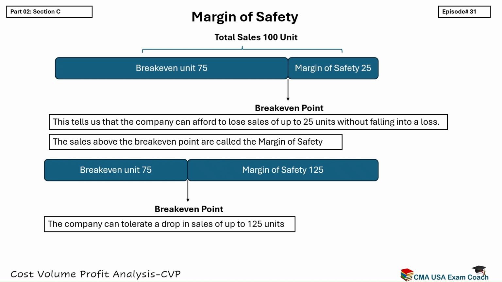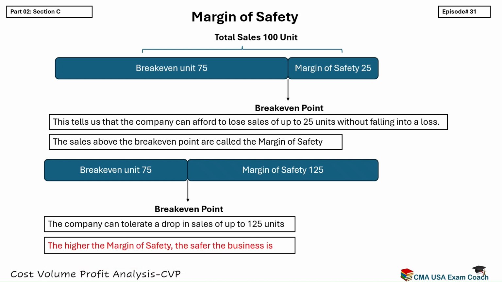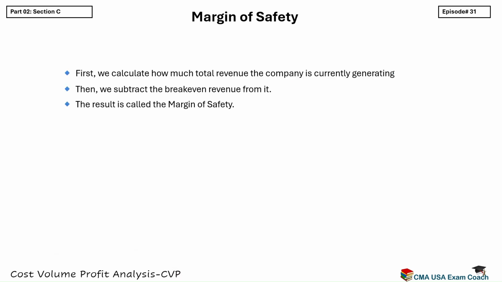So what's the key takeaway here? The higher the margin of safety, the safer the business is. A company with a high margin of safety has more room to absorb sales decline before it starts making losses. But if the margin of safety is very low, it means the company is very close to the break-even point, and even a small drop in sales could lead to losses. This is why understanding and calculating margin of safety is extremely important for business planning and risk analysis.